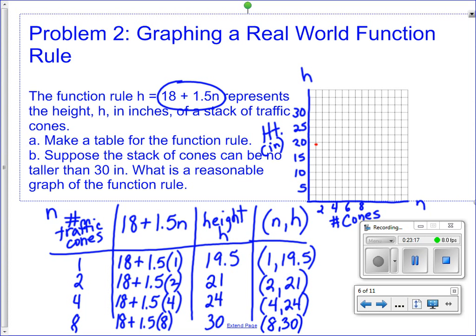2, 21. 4, 24. And 8, 30. All right. You can see that these points lie in a straight line. In fact, we could fill in other points that would also meet this condition. And for now, I'm going to go ahead and join these points. In a minute, you'll see why we might want to leave them as points alone. All right.